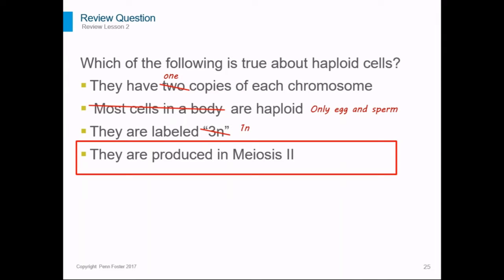The correct answer is this last one. They're produced in meiosis 2, which we are about to talk about now. So sorry this question kind of came a little early, but those first three are definitely not true. So you need to review the difference between haploid and diploid.